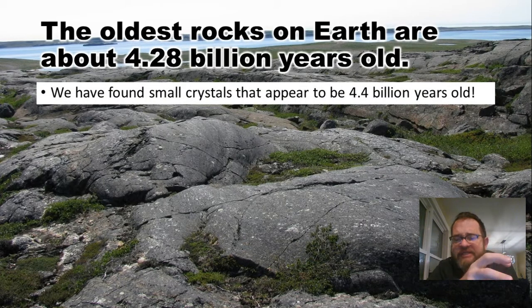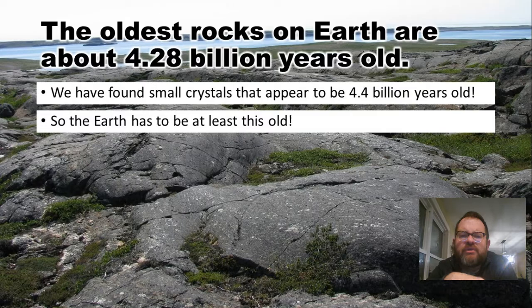We have found other rocks where some of the crystals in the rocks appear, so not the whole rock, but some of the crystals that were part of another rock originally and then eroded out. We have found some small crystals that appear to be about 4.4 billion years old, which is not terribly far from 4.28. Oh, except it is like 120 million years different. But we keep finding, when we find rocks that are spectacularly old, they seem to be in that general range.